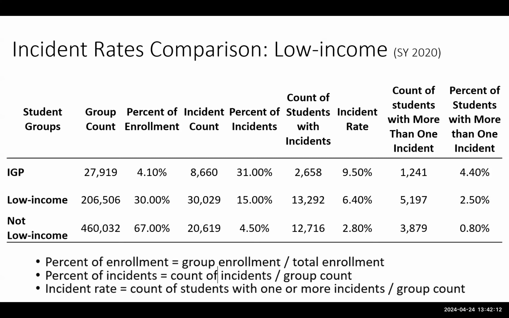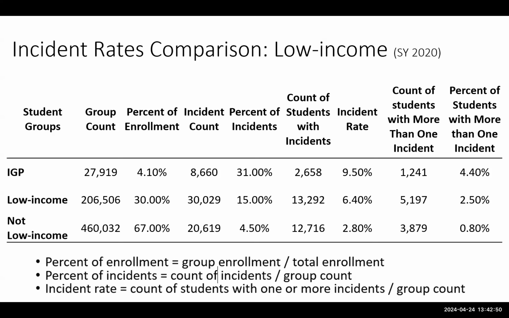We had an opportunity to look at a group of students who were affected by intergenerational poverty. So their families have been using public assistance for multiple generations, multiple years. And then low income students, free and reduced lunch, and then students who are not low income. So I want to call your attention to the first column. That's the percent of enrollment. That one's the group enrollment divided by the total enrollment. So you can see that here. This group makes up 30% of the total enrollment. This group makes up 4%.